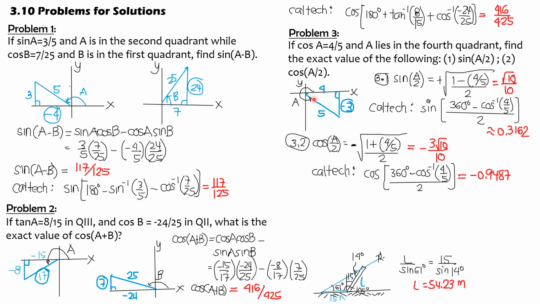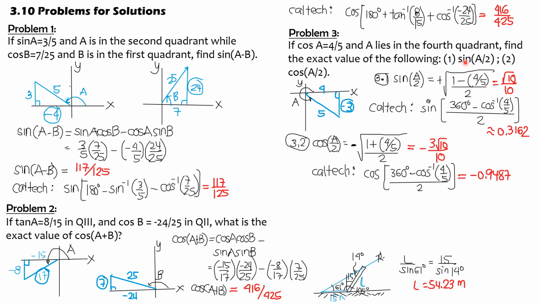So this reference angle, we have to press sine of open quantity 360 degrees minus inverse cosine of 4/5, which is this angle here, then divided by 2. It will give us the decimal value 0.3162, which is the equivalent decimal value of this exact value, square root of 10 over 10.